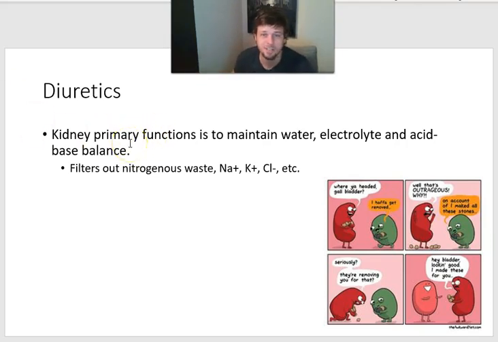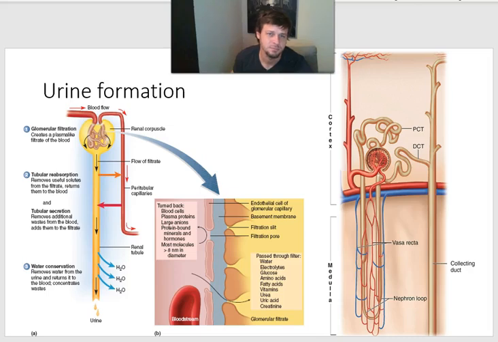Kidneys, the primary function is to maintain your water balance, your electrolyte balance, your acid-base balance. They filter out your nitrogenous waste, also salts like sodium, potassium, chloride, that kind of stuff. We'll go through the physiology of urine formation, and then we'll get into how these different parts can be affected by diuretics. Okay, so urine formation, it all starts with this superfiltrate coming out in the glomerulus.